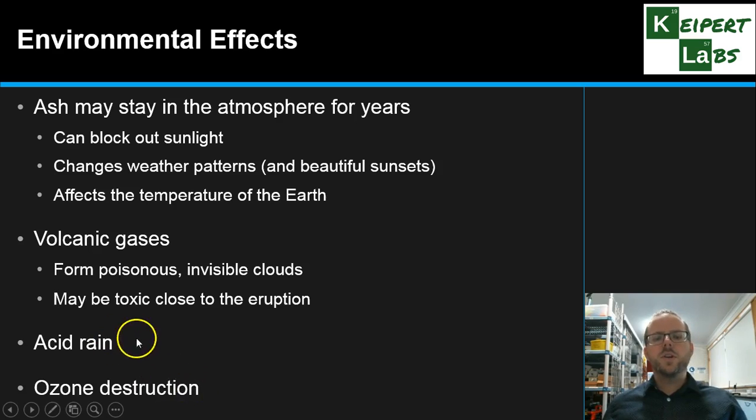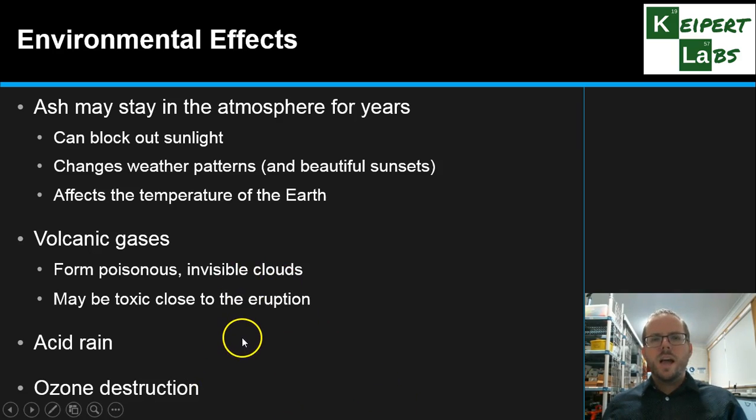And then some more long-term damaging things: production of acid rain, where sulfur dioxide is one gas that's often produced by volcanoes. Dissolving in the rain makes a sulfuric acid rain, and that can damage a whole lot of living things in the long term, changing the acidity of things like rivers and lakes around areas where an eruption has happened. And it can also destroy ozone in the ozone layer. The presence of the ash and all those things can disrupt that.